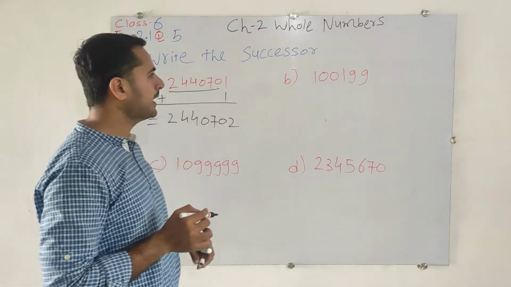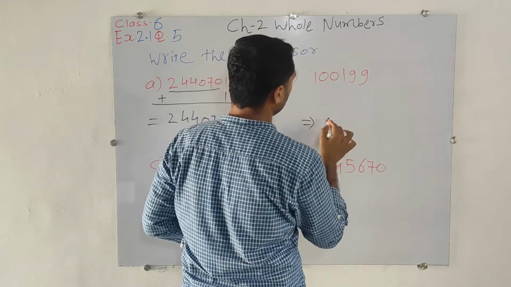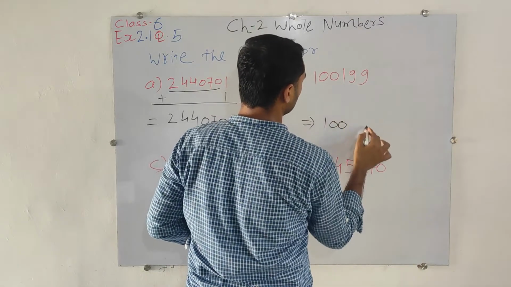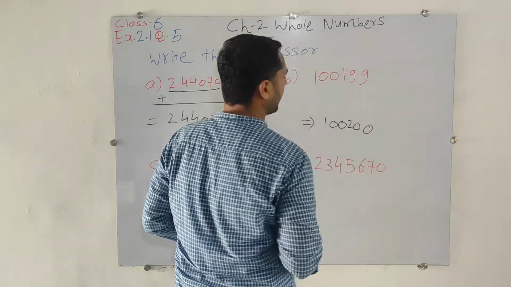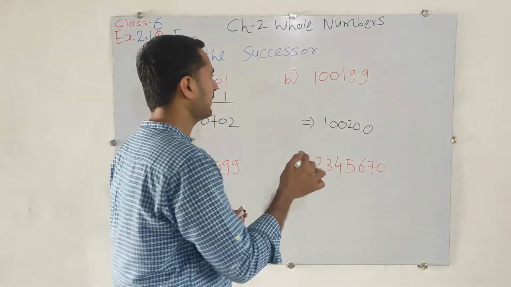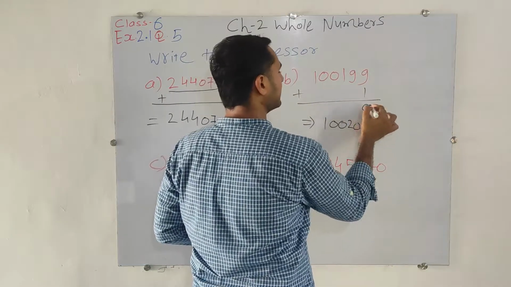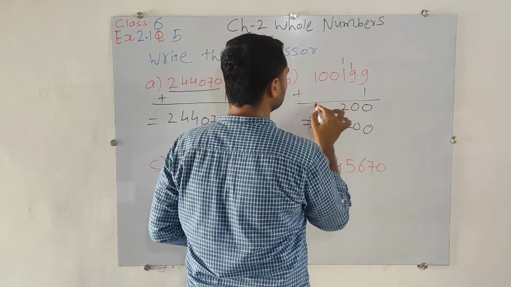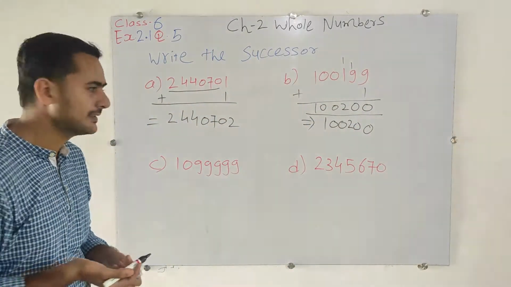Now the second one, that is B. Again the successor will be found by adding 1. 9 and 1 is 10, so we write 0 and carry 1, and the next 9 and 1 is again 10, so 0 and carry 1, and finally 1 and 1 is 2, and this number 100 stays as it is. So this is how we can find the successor.